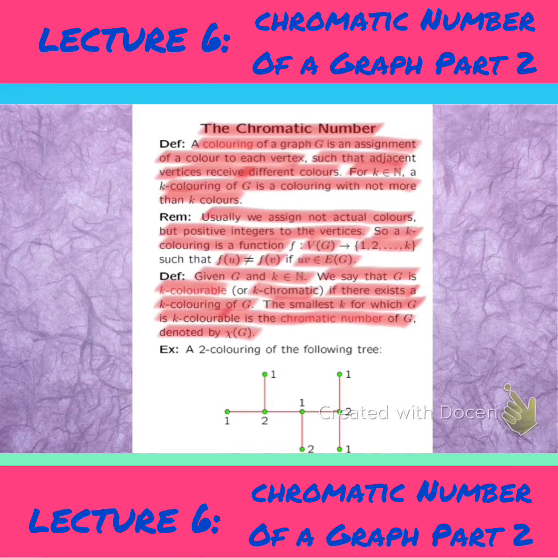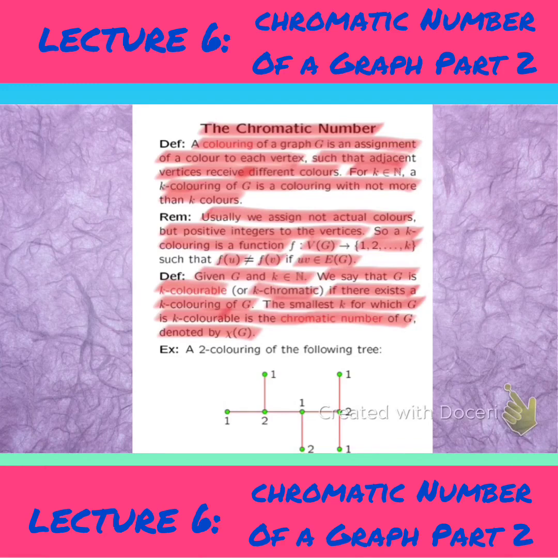Again, you take a graph and you color it. The question is, what's the smallest number of colors that I need to color the vertices of a graph so that no two adjacent vertices receive the same color? You want to minimize this value k, and that minimum value is what is known as the chromatic number.